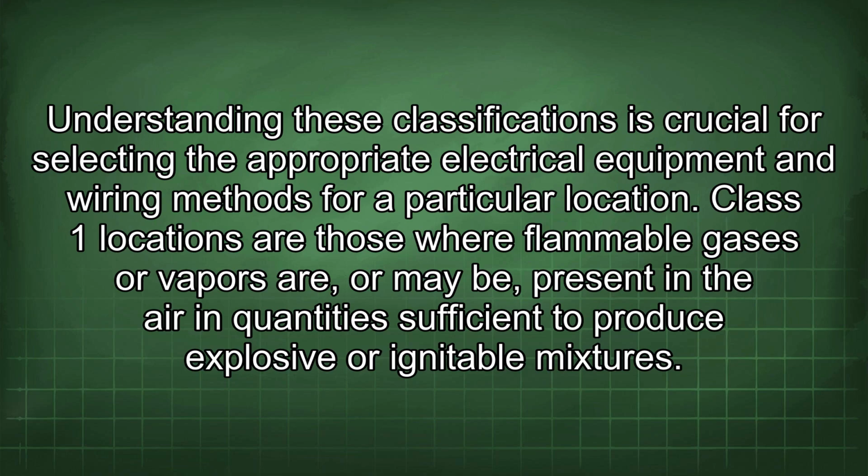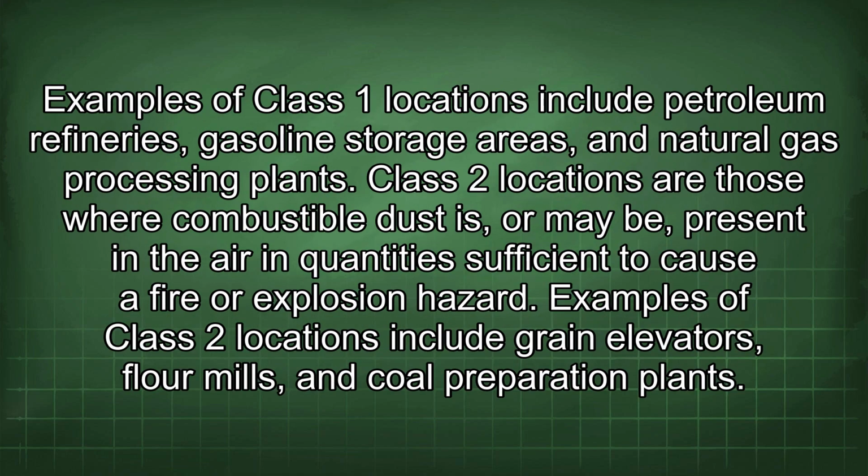Class 1 locations are those where flammable gases or vapors are, or may be, present in the air in quantities sufficient to produce explosive or ignitable mixtures. Examples of Class 1 locations include petroleum refineries, gasoline storage areas, and natural gas processing plants.